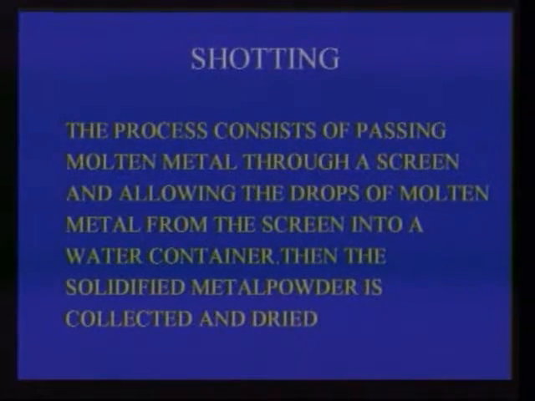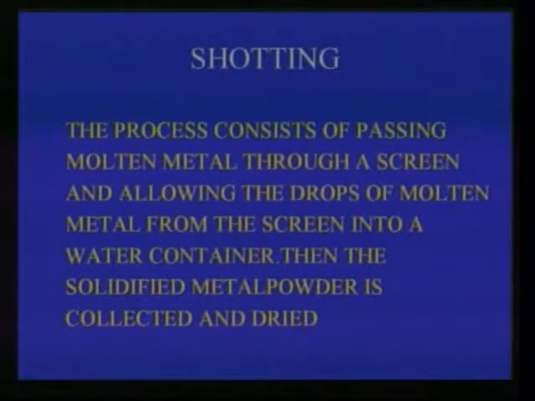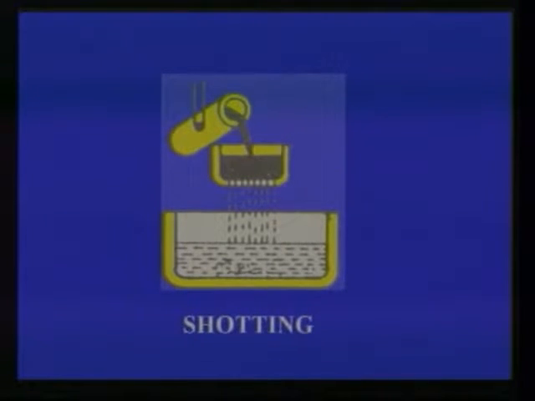Shorting is another method of manufacturing metal powder. This process consists of passing the molten metal through a screen and allowing the drops of molten metal from the screen to fall into a water container. Then the solidified metal powder is collected and dried. You see how the shorting takes place. There is a liquid metal that is made to pass through the sieve and collected in the water container. In the water container, the small liquid droplets get solidified.